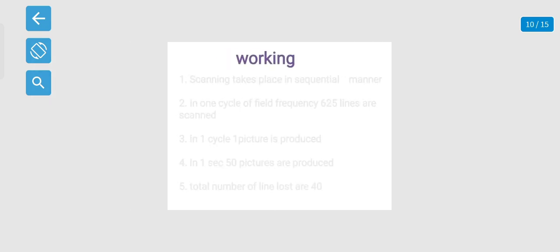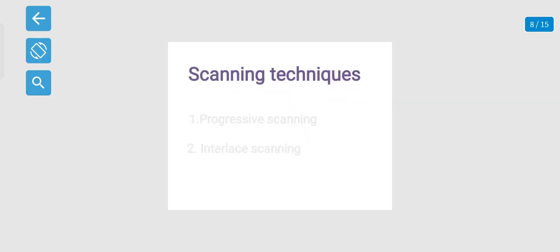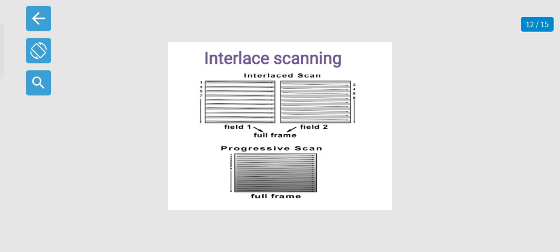The number of times the electron beam sweeps across the screen in the horizontal direction is known as the horizontal scan frequency or horizontal repetition rate. It is 15,625 Hz in India according to the CCIR standard.